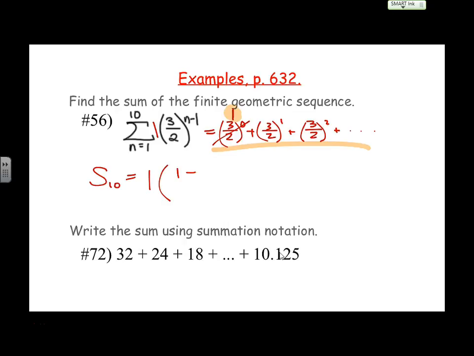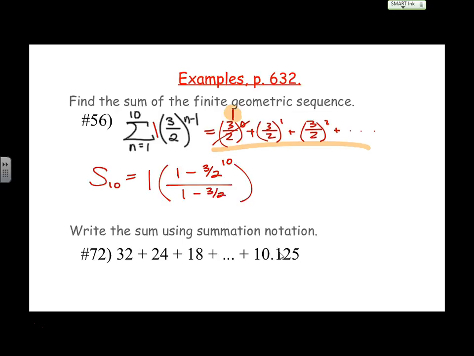Who's R? 3 halves. You see it? It's like 3 halves, another 3 halves, another 3 halves, another 3 halves. Good. So we can do 1 minus 3 halves to the power of? 9. No, it would be 10. Yeah, b to the n. That's an easy mistake though, because a lot of the other formulas have n minus 1. And what would be on the bottom?